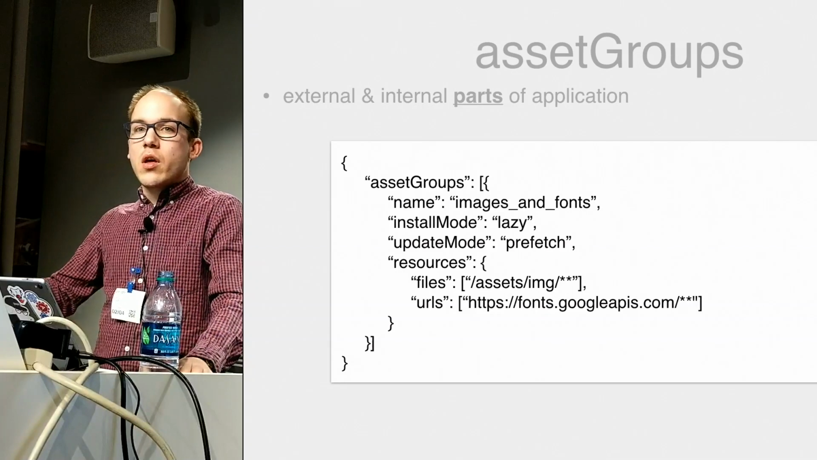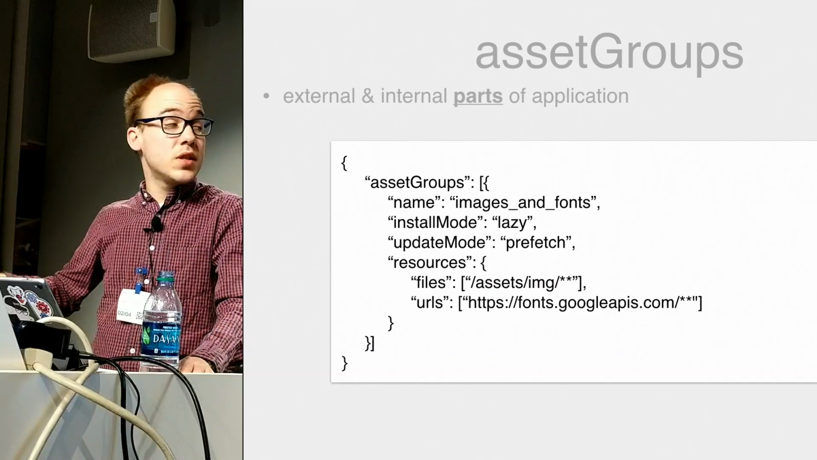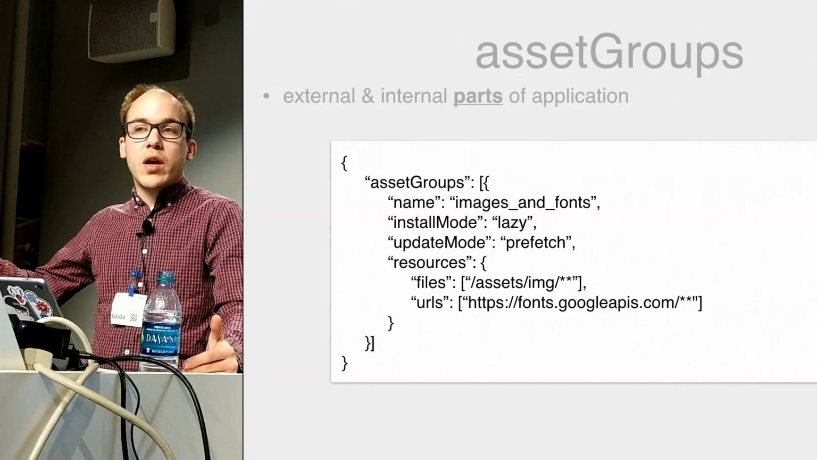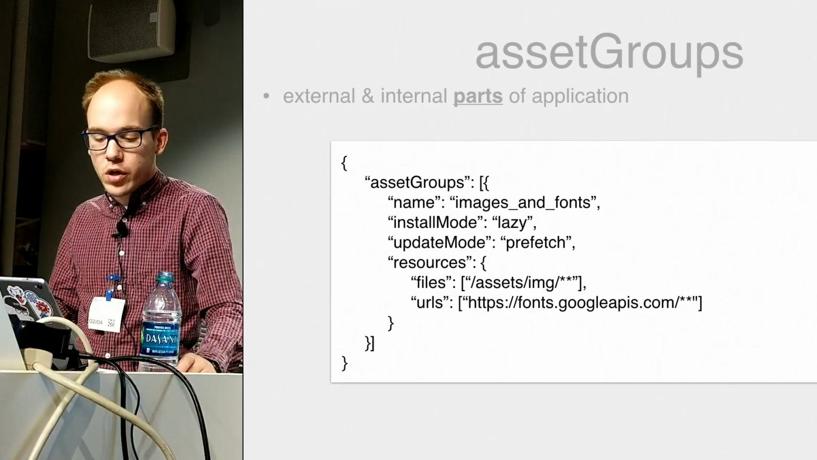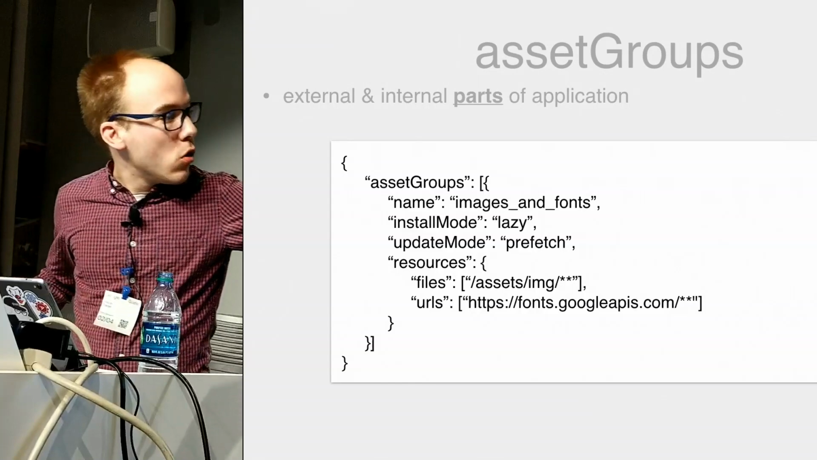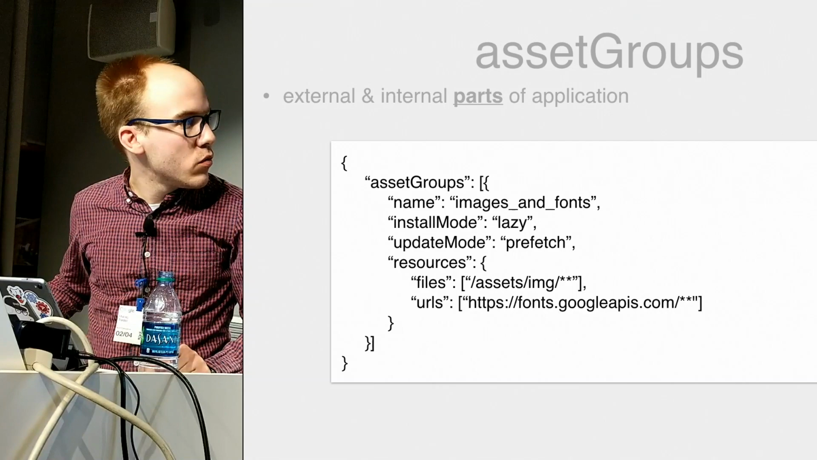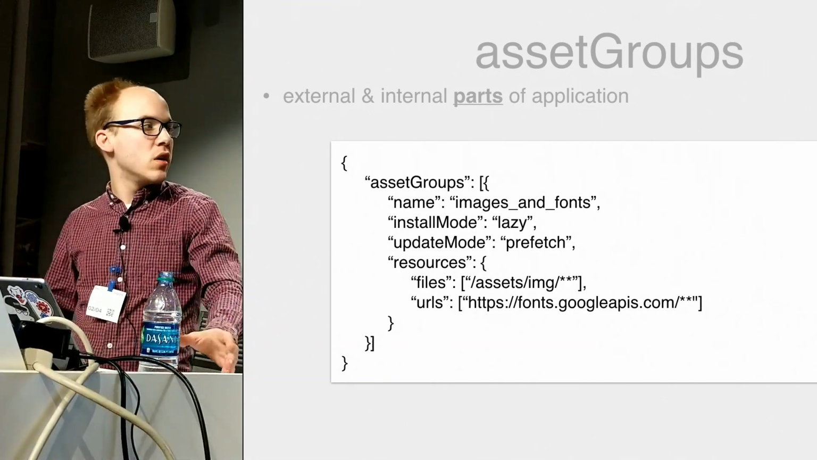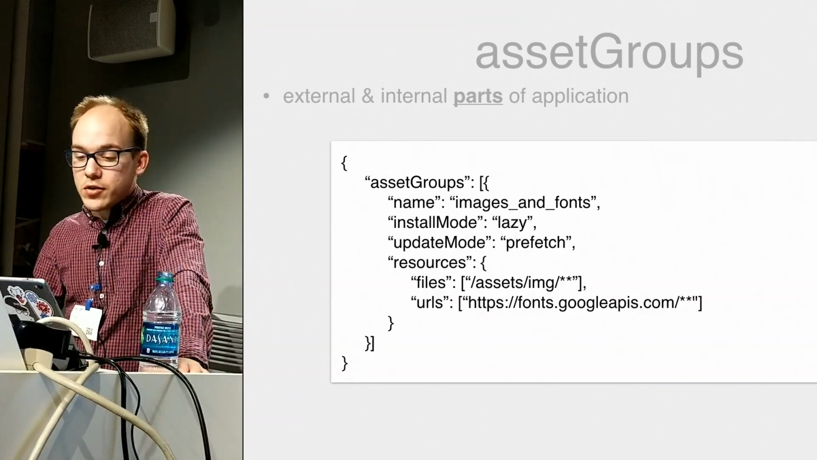The prefetch is downloading all the content specified by the given path. It doesn't matter if it is displayed at this moment or used at this moment by your customer. So for example, if we would put here a URL where we have a wildcard with the assets img folder, and you would use the install mode as prefetch, you would download the whole content of this catalog and serve it to our customer from cache.